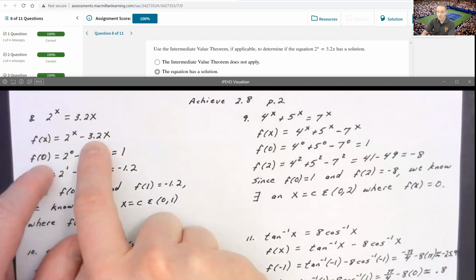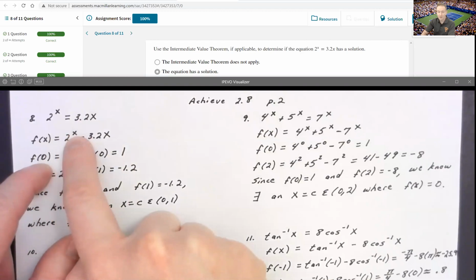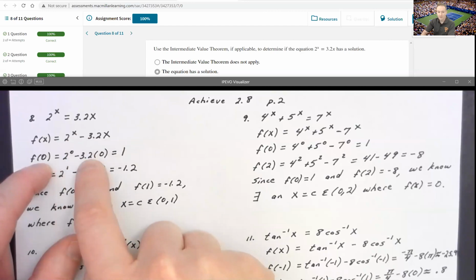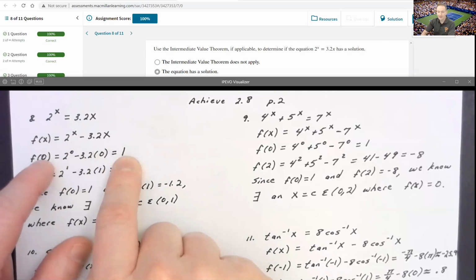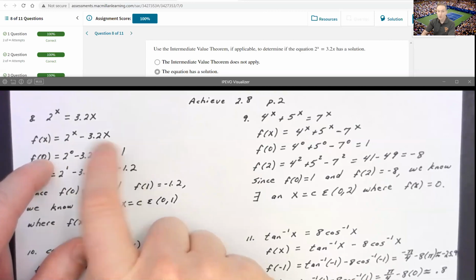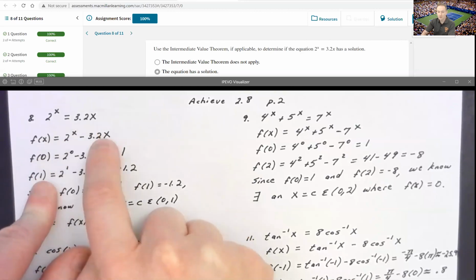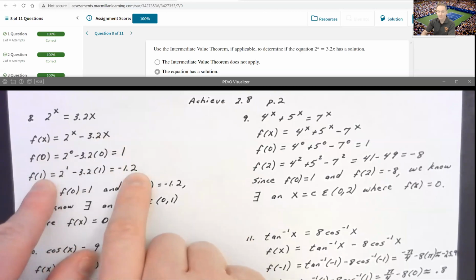All right, just like last time, I'm going to plug a 0 into this. We know any exponential function to the 0 power is 1, and then we'd have minus 3.2 times 0, which is 0, so 1 minus 0, I get a 1. Now, at this x value, I get a positive y value. I'm trying to find an x value now that would give me a negative. So what about at 1? This is just going to be 2 to the first, which is 2. You're going to be subtracting 3.2 times 1. That's going to give you a negative 1.2.